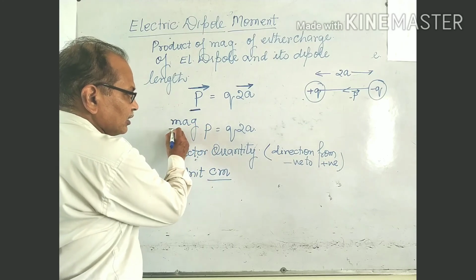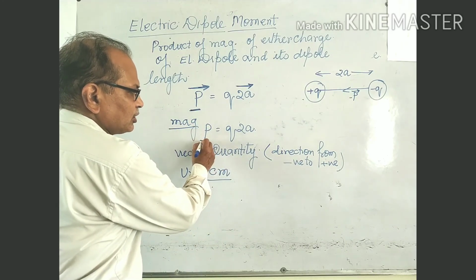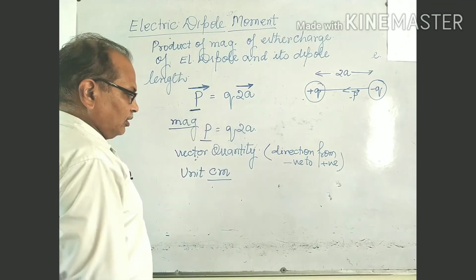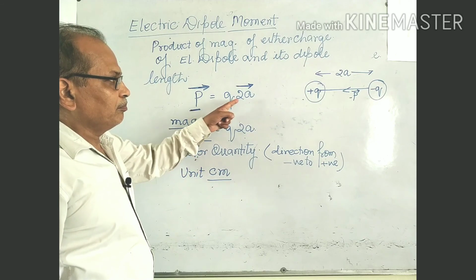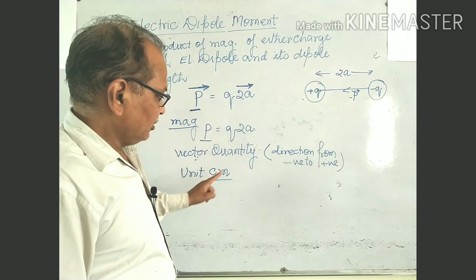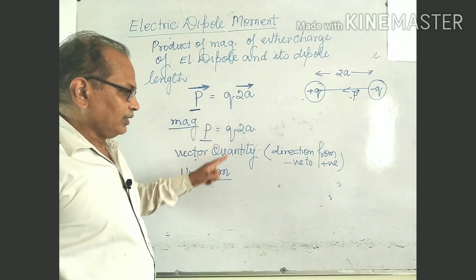If you find the magnitude, then simply P equals q into 2a. Its unit is coulomb meter, the product of charge and length, where charge has unit coulomb and length has unit meter.